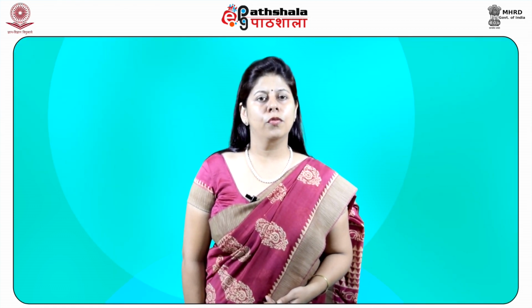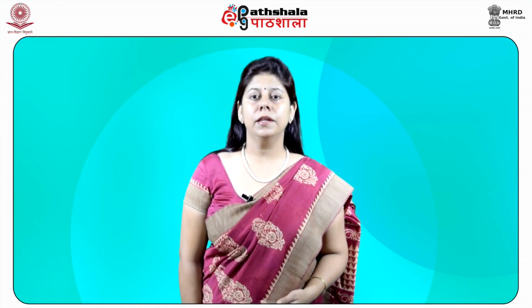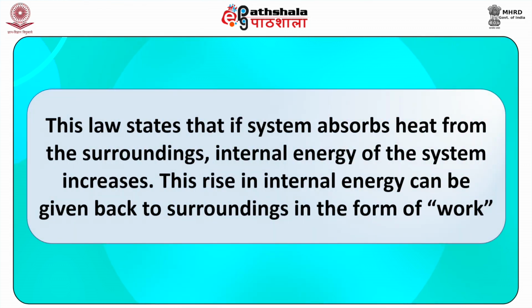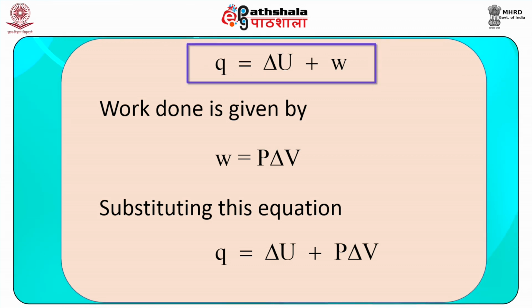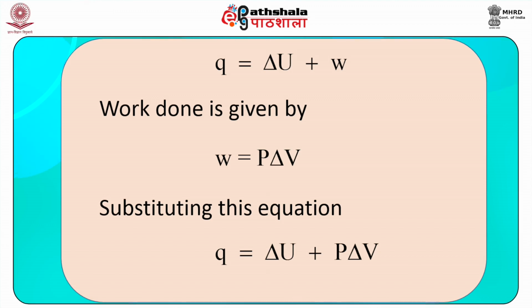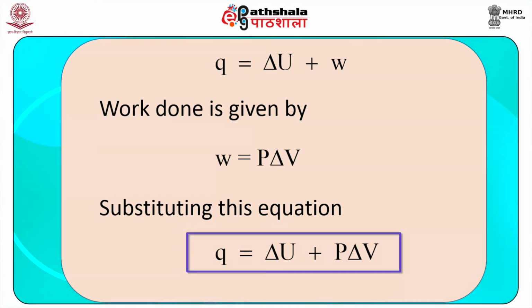First law of thermodynamics. The first law of thermodynamics is also known as the law of conservation of energy. That is, energy can neither be created nor be destroyed. This law states that if a system absorbs heat from the surroundings, the internal energy of the system increases. This rise in internal energy can be given back to the surroundings in the form of work. The mathematical form of the first law is Q = ΔU + W, where ΔU is the change in internal energy, Q is the heat absorbed, and W is the work done. We also know that the work done is given by P ΔV. Substituting this in the equation, we get Q = ΔU + PΔV.